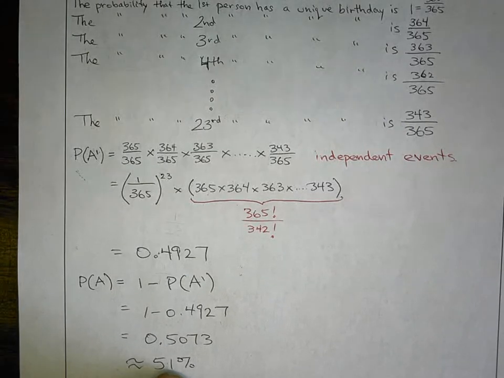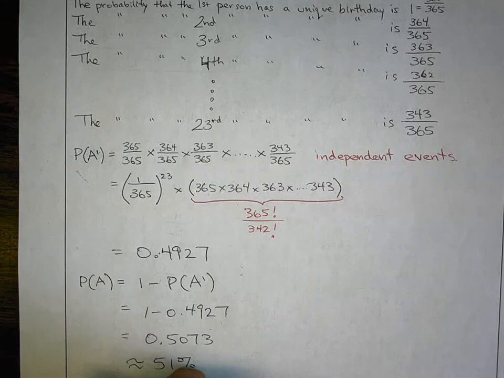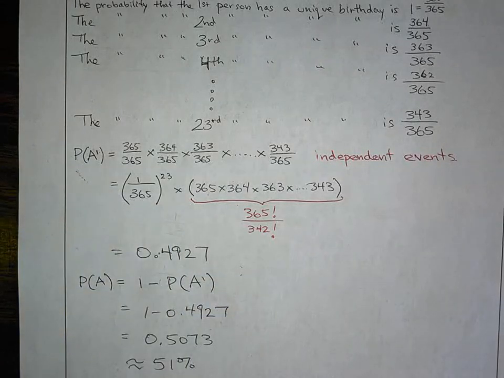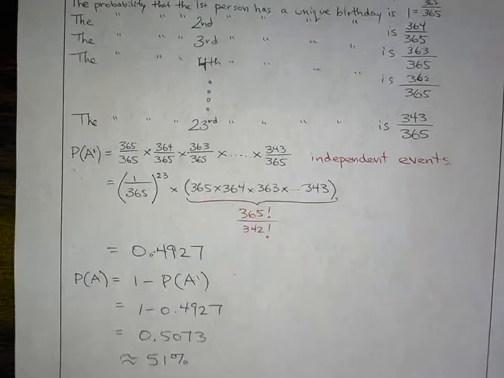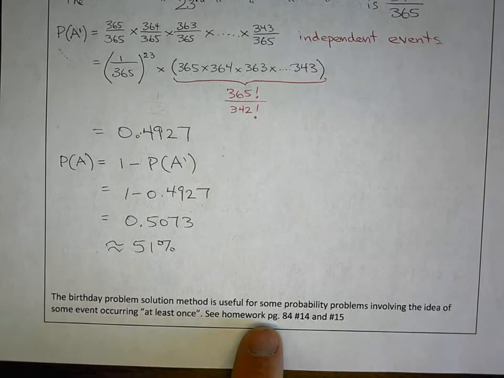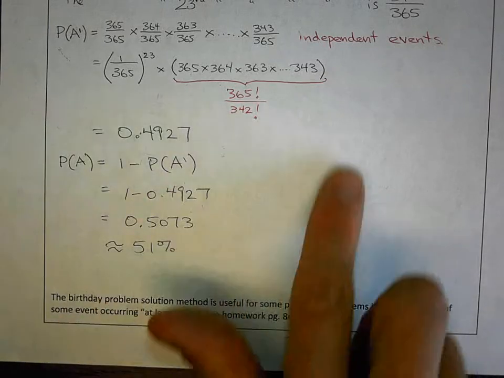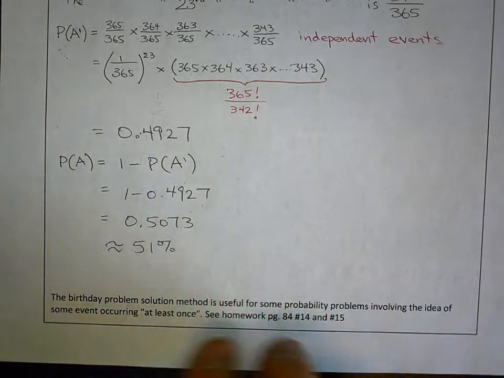It's like a backwards way of doing the problem. In order to find something, I have to actually look at the complement. So I show you this method because it's interesting. It's a cool party trick, and you will see in your homework, especially page 84, numbers 14 and 15, you have to use this strategy. So it's not just for fun. There is a point to it.